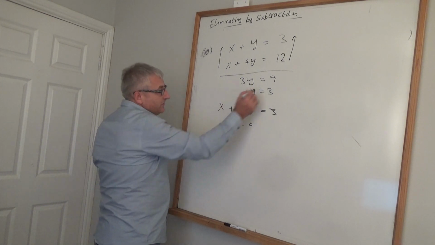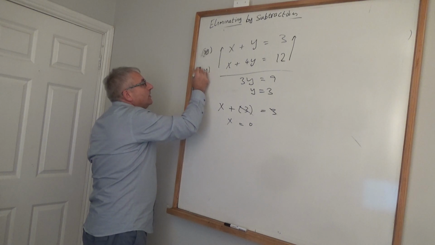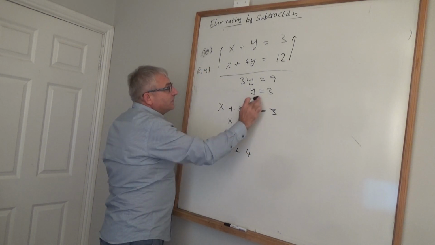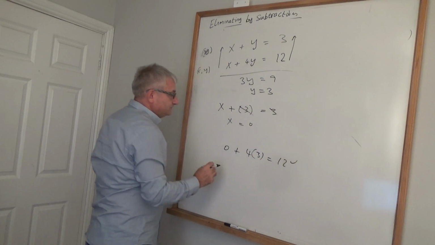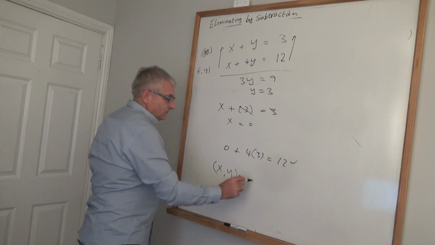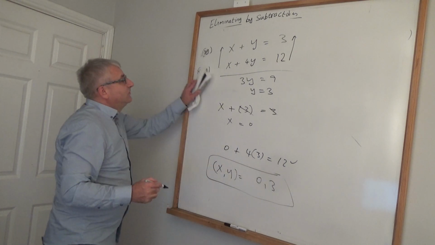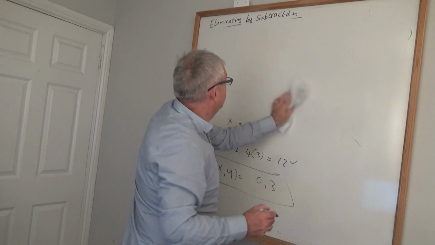So now I have an x and a y value, a y and an x value if you like. So I can put in the nothing, I can put in the 4 times 3, and it is indeed equal to 12, so we're verified. So xy equals 0, 3. That's your second answer there. And that was number 12. Going on to number 18 now.